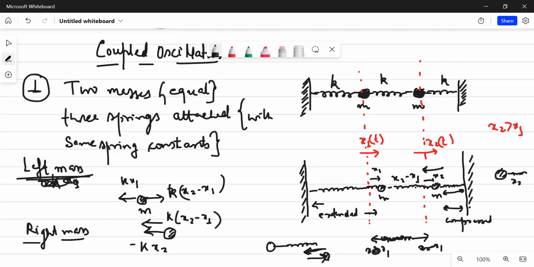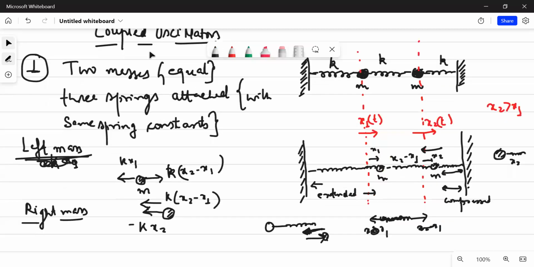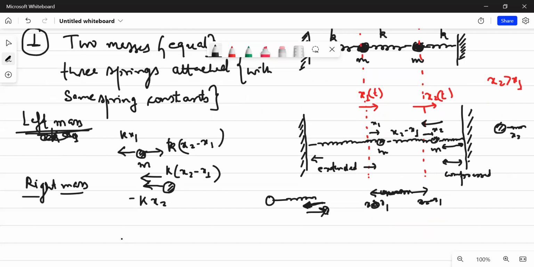So basically what is happening, if x2 is greater than x1, it is getting elongated, so your mass m is going in this direction, but on mass m this k(x2 minus x1) is pressing, this particular spring is pressing against it, and in order to restore, it will have a restoring force in this direction, that will be minus kx2, and there will again be a k(x2 minus x1). Is that clear or not clear? Clear. Clear.